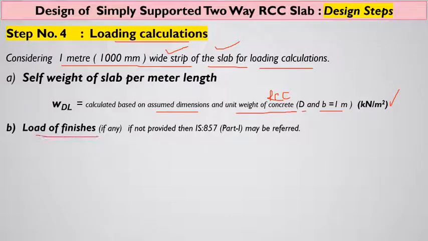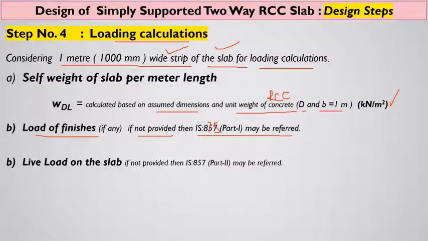Then load of finishes. If information is available in the statement, then no issue. We can take directly the same value. But if finishing load is not provided, then we may refer IS, it is IS 875 part 1. It was wrongly written IS 857. It is 875 part 1, which can be referred.